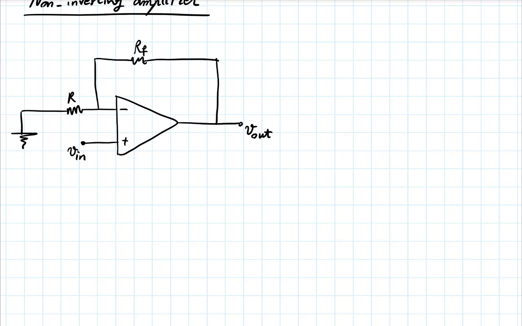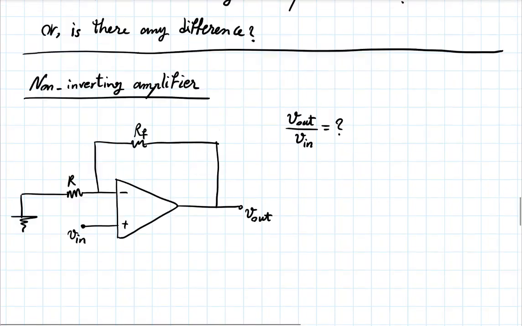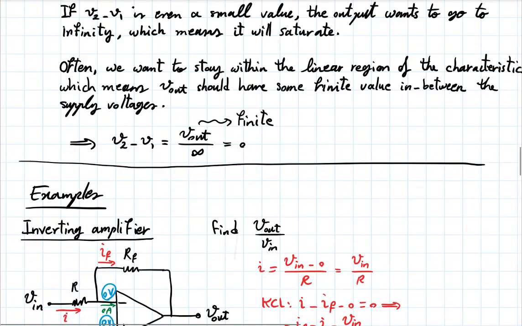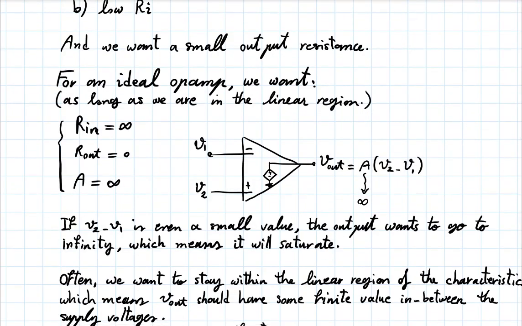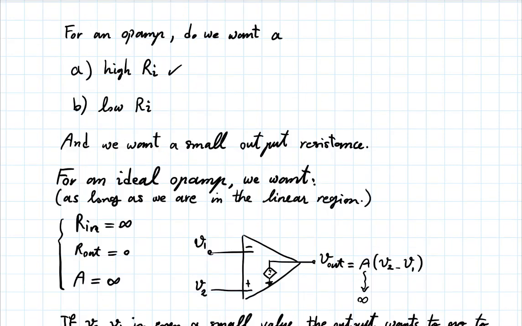Take a moment and solve this on your own. What is Vout over Vin? We had a good question here, and it makes me think maybe we should remind ourselves of the model for the ideal op-amp.